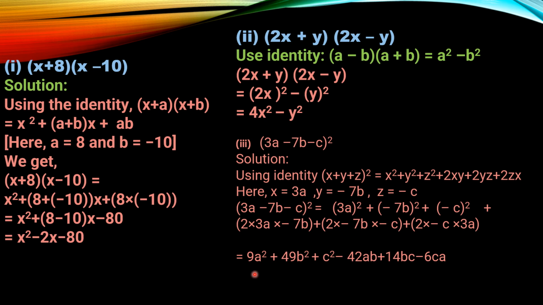(3a) squared is 9a squared, (-7b) whole squared will be 49b squared, (-c) whole squared will be c squared, and the product of two terms taken together with 2: 2 into 3a into -7b is -42ab, 2 into -7b into -c is 14bc, then it will be -6ac.